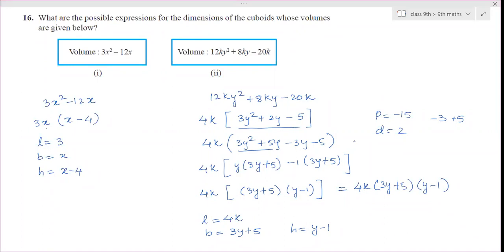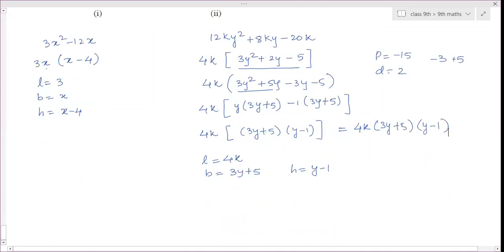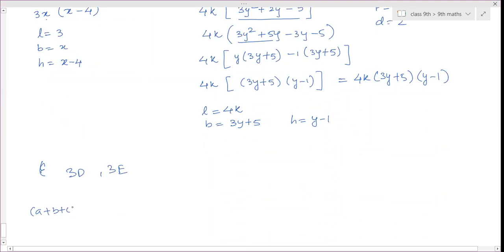Okay, so we have completed NCERT. Now this one exercise I will give as homework so that you can easily solve. That is 3D and 3E. Try to finish 3D and 3E exercise. 3D has the a plus b plus c whole square identity used, and 3E has the a plus b whole cube identity used. So these two parts you can finish.